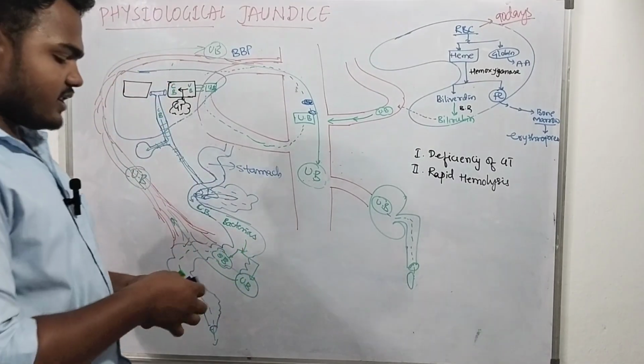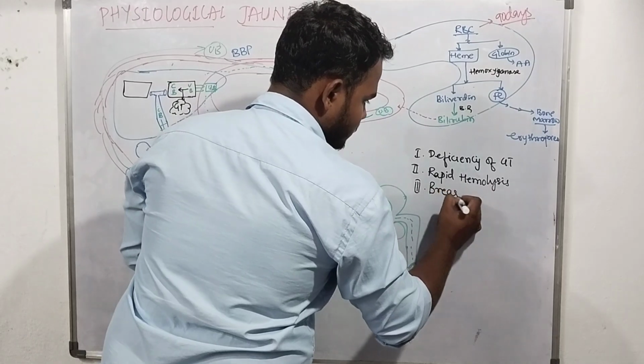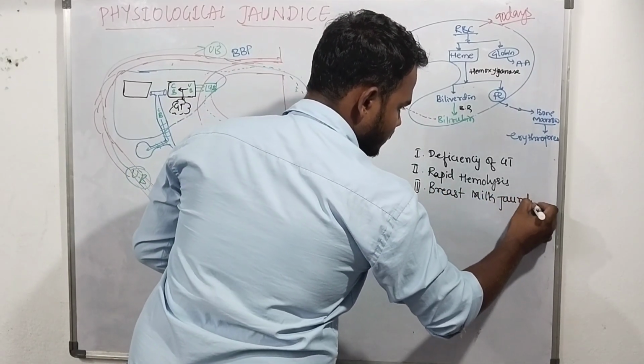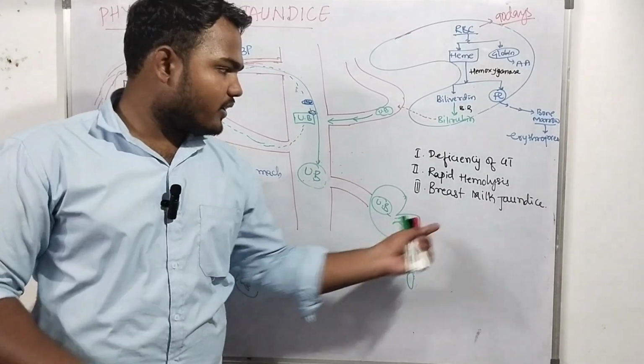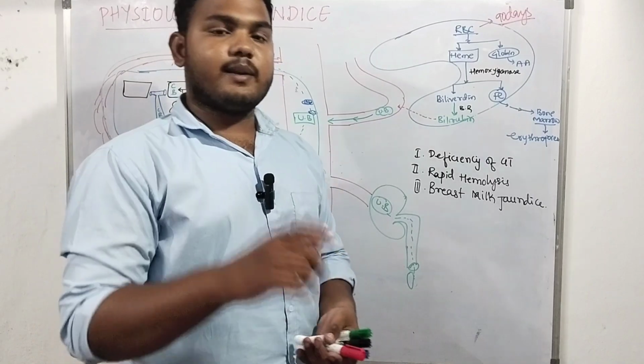Next, another that is interesting, third is breast milk jaundice. Okay, breast milk jaundice. Now you can tell me what is breast milk jaundice here, and how it causes the physiological jaundice. Okay, let me know in our comment section.